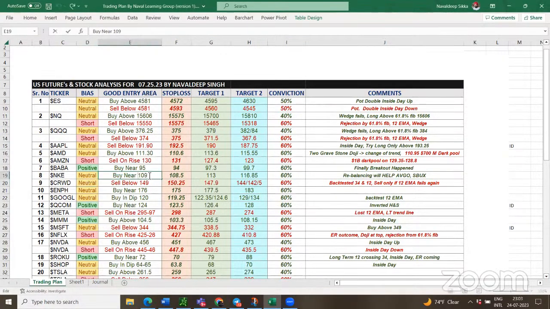I would like to buy this around 107, 106.50 as my stop loss, 110, 113. I'm not shorting it, but I'm just looking into this.